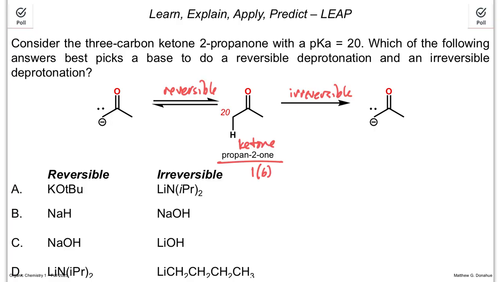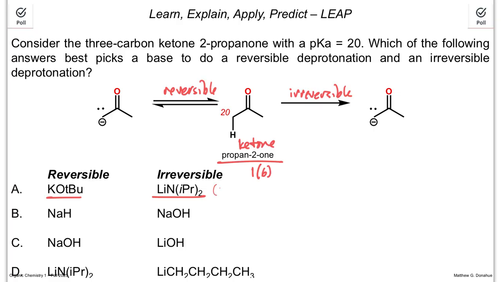Any guesses? So A is the correct answer. So how are we arriving at that? If that's your base, which is deprotonating that, draw the conjugate acid for each.